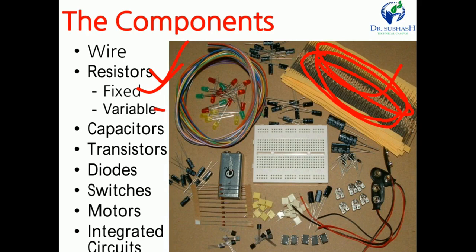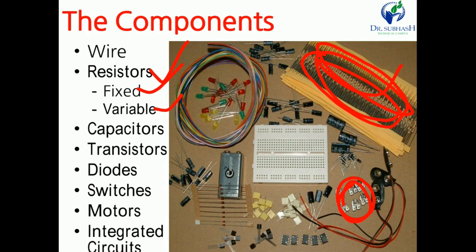Different color codes are used to identify the different values of resistors. So these are all fixed value resistors. Then the next one is the variable resistor. A variable resistor is used whenever we want to change the value of the resistor, which we can do using a knob. In this diagram, these are all variable resistors, simply called pot or preset. So we can set different values of the resistor and use it in different circuits. So this is about the resistor.